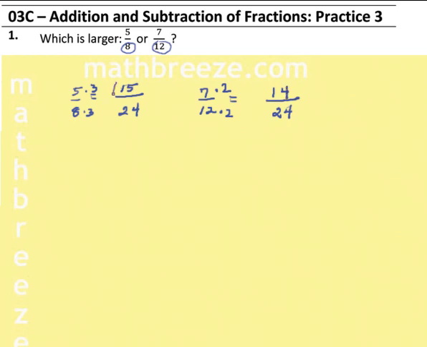So now we're comparing 15 over 24 and 14 over 24, and obviously 15 over 24 is the larger one. Okay, because 15 is larger than 14. So there's our larger fraction. So that's the same as 5/8. So 5/8 is the larger fraction.